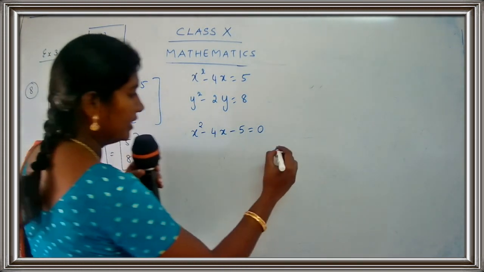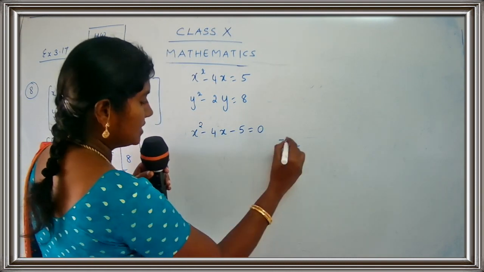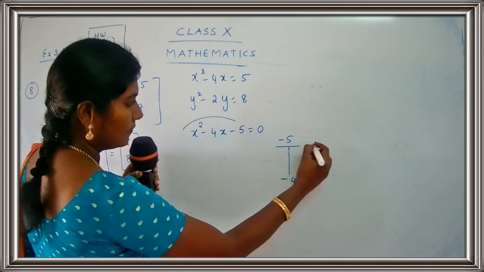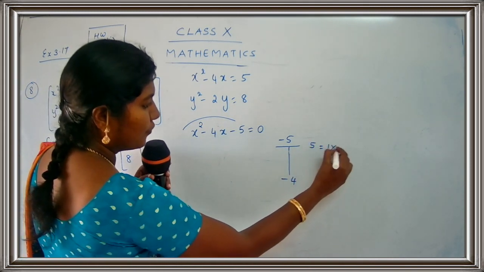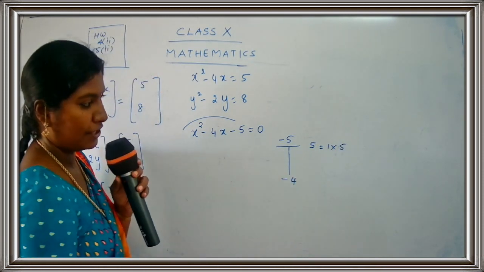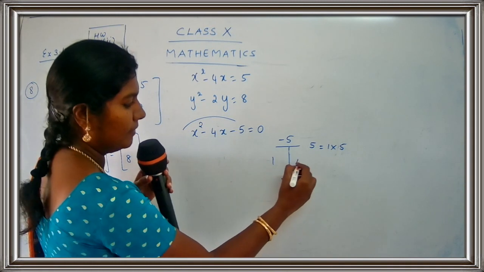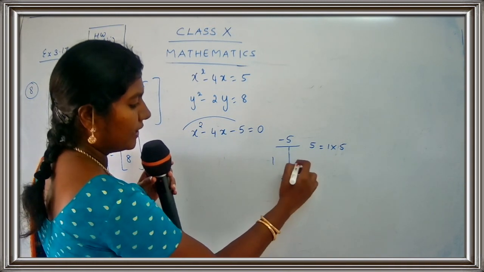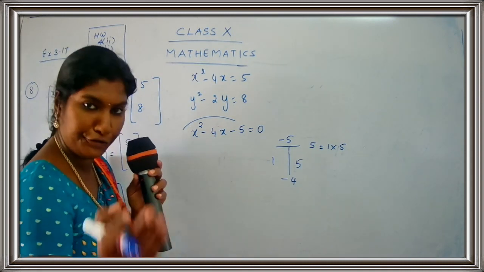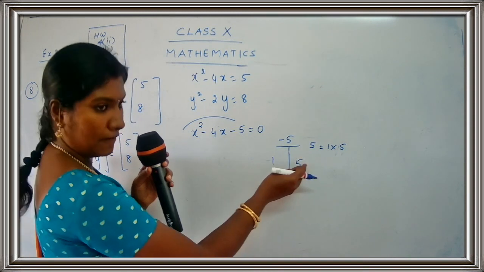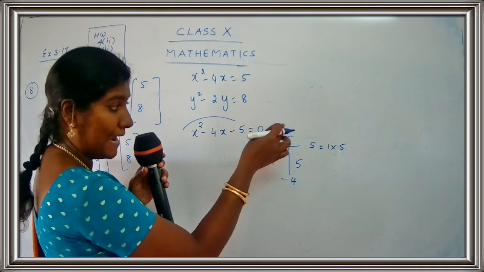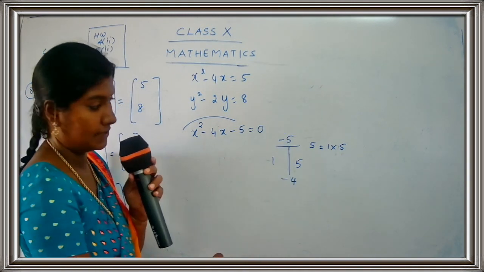I'll use a T method over here. Minus 5, it's 1 into 5, sorry, I'm just using the answers here. How to write down here? Here it will be 1 and 5. Because 5 is a prime number, so you have the number as 1 into 5. So you are going to choose the numbers 1, 5. Now you have to get the answer: the multiplication should be minus 5 and the sum should be minus 4.